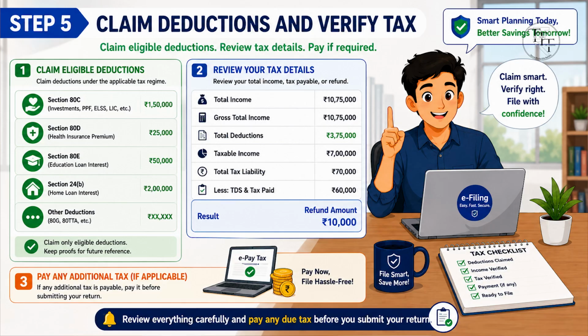Step 5. Claim deductions and verify tax. Claim eligible deductions under the applicable tax regime. Review your total income, tax payable or refund. If any additional tax is payable, pay it before submitting your return.